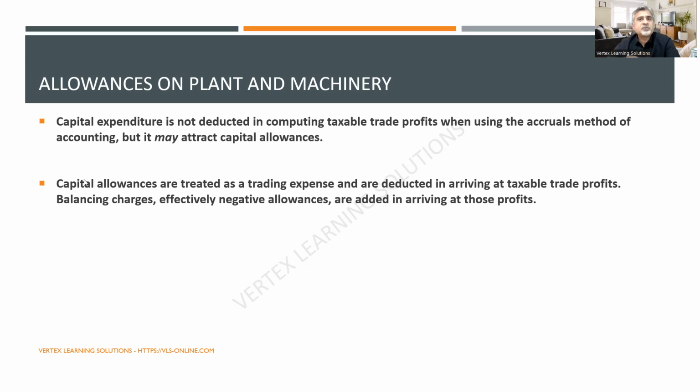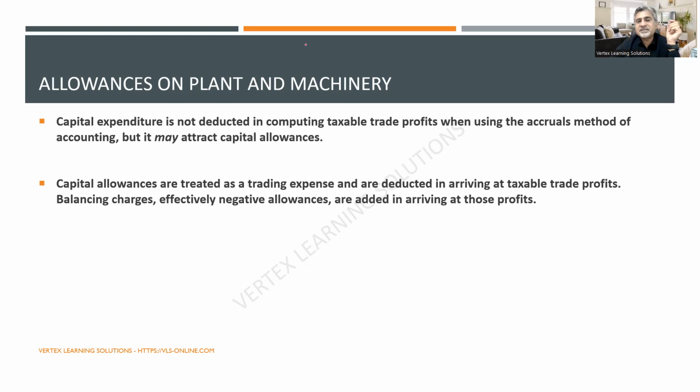Whenever the word capital allowance comes to your mind, retranslate it, because you are very familiar with the term depreciation. Just think it is official depreciation. This is the depreciation for tax purposes. So the capital allowances are treated as trading expense and are deducted in arriving at taxable profit. Yes, we know. Balancing charges, effectively negative allowances, are added in arriving at taxable profit.